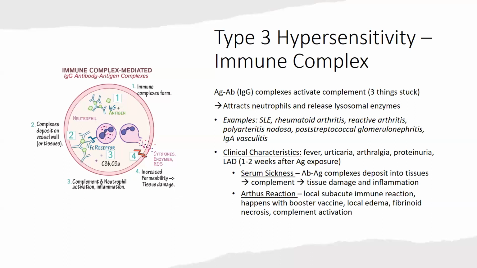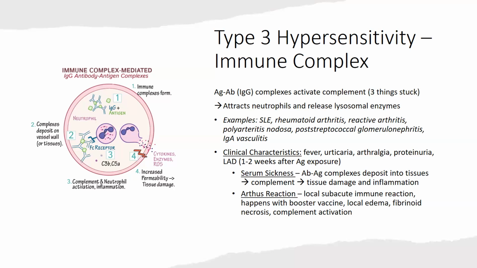This is going to attract a neutrophil and release lysosomal enzymes to try to destroy said thing. And you can see these examples with lupus, rheumatoid arthritis, reactive arthritis, polyarteritis nodosa, post-strep glomerulonephritis, IgA vasculitis. As you can see, a lot of itises, right?